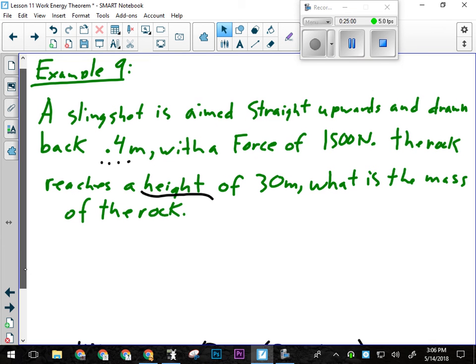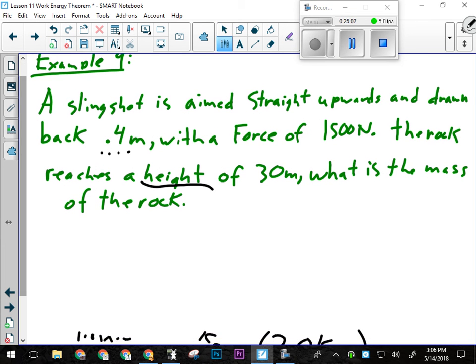So let's write down our givens on this one here. We're firing the slingshot straight upwards in the air. It's drawn back 0.4 meters. What did they give me there? If I'm pulling back a slingshot, I'm using a force over a distance. Yeah, that's my distance. So distance is 0.4 meters, and the force is 1,500 newtons. So we got force and distance. Work's definitely being done, and we know that it's going to reach a height of 30 meters.